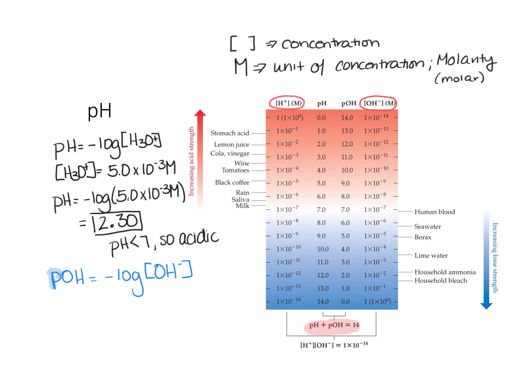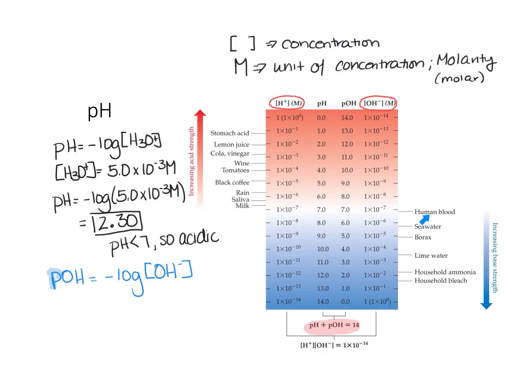When we look at things that are acidic, you have stomach acid, lemon juice, cola, vinegar, wine, tomatoes, black coffee, rain (if you talk about acid rain), and saliva. Those are all acidic. Things that tend to be basic are things like human blood.